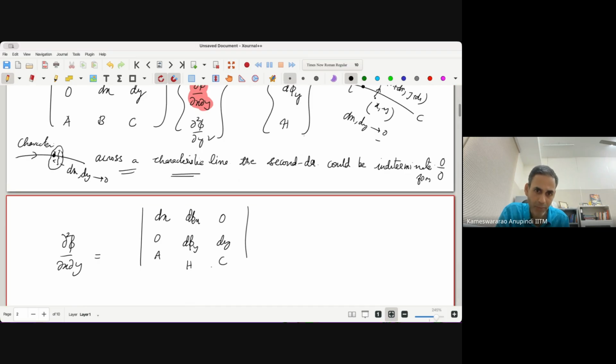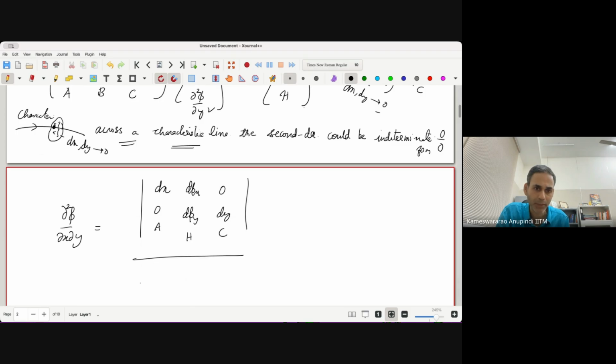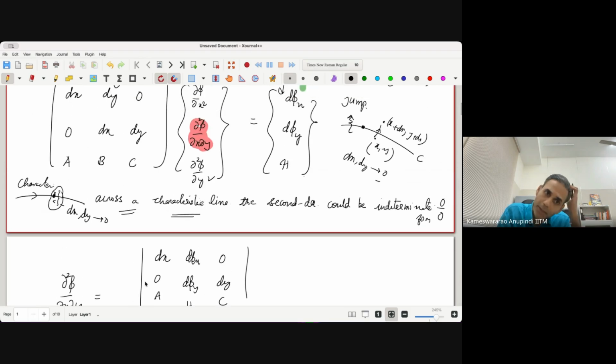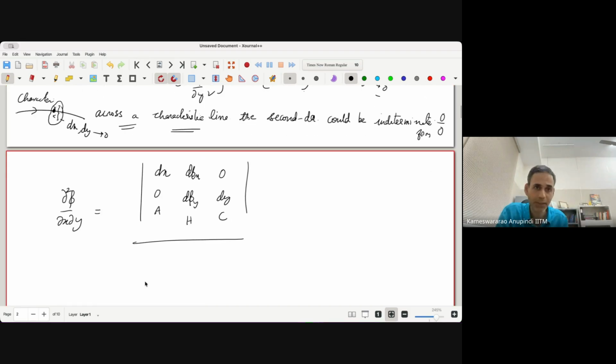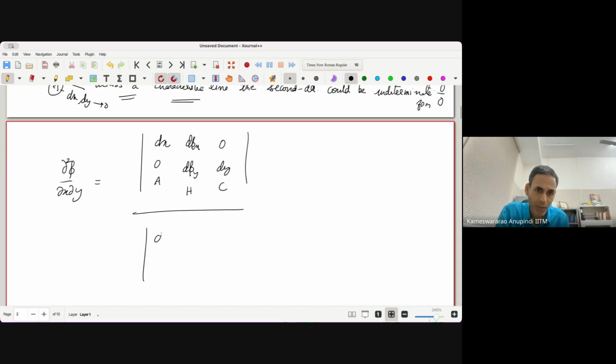This you probably remember from your high school mathematics. Okay, and then the denominator, the A remains as it is. So that is going to be dx, dy, 0, then 0, dx, dy, and then we have a, b, c. Okay, so that's what we have.